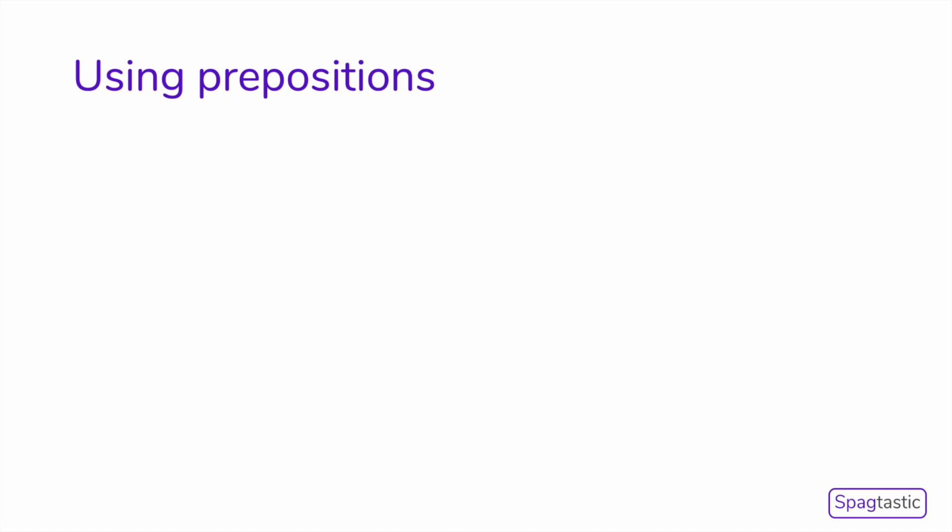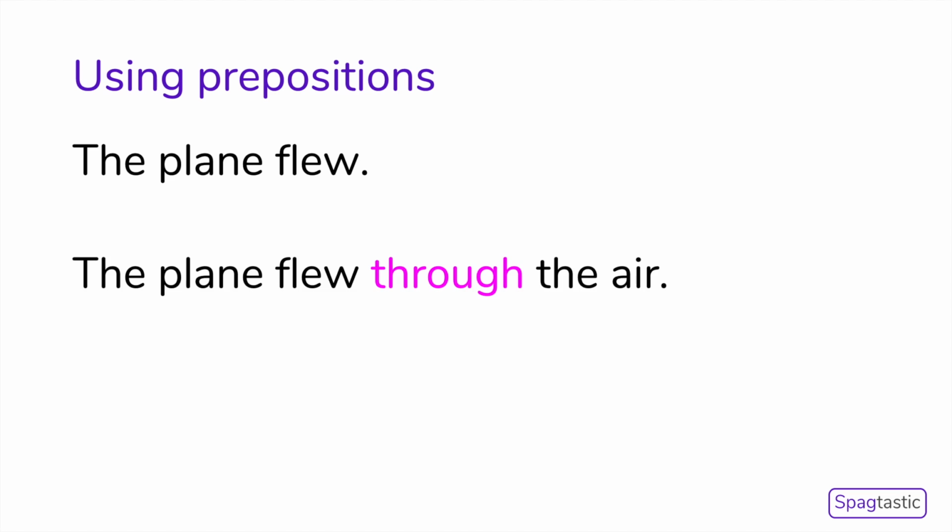Here is another example. The plane flew. How could we expand this noun phrase by adding a preposition? Why not pause the video and have a think for yourself? Let's take a look. We can change the plane flew to the plane flew through the air by adding the preposition through. The preposition through tells us where the plane flew.